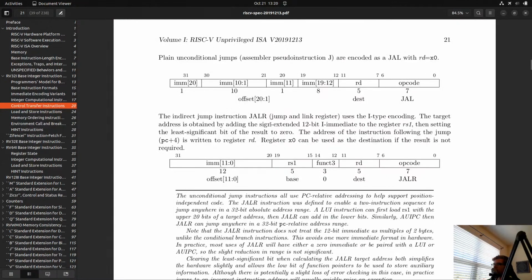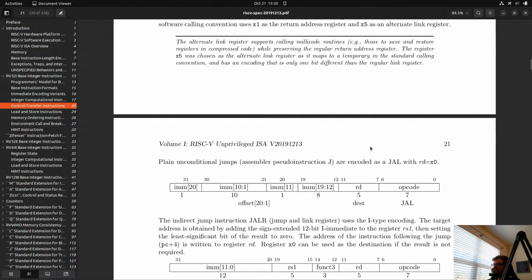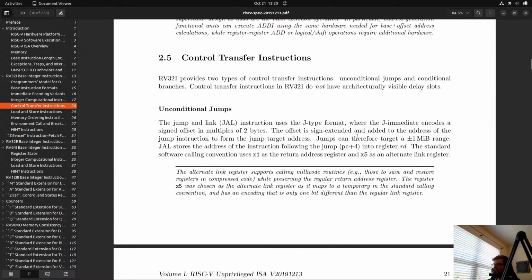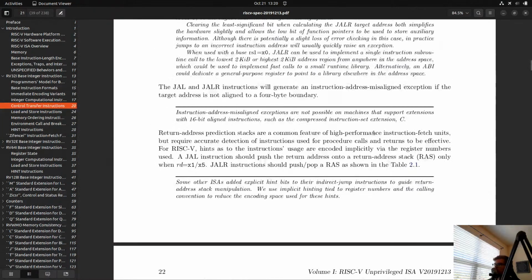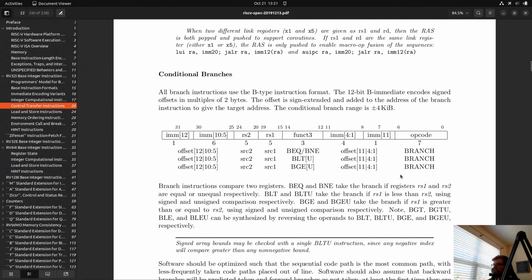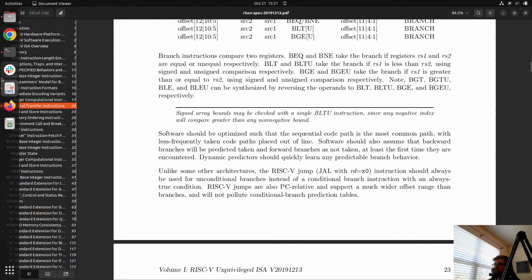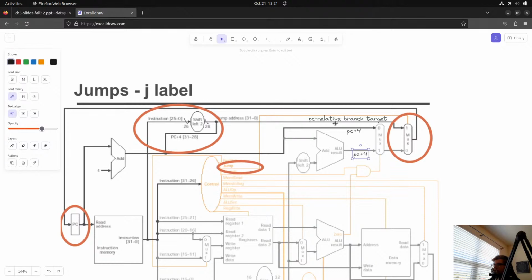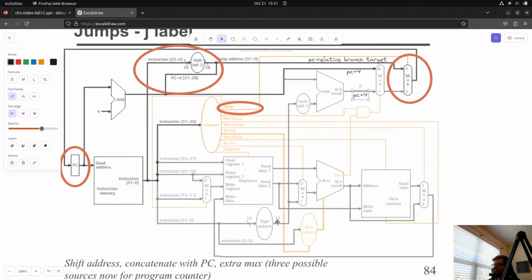Whereas, let's see. The offset is added to the address of the jump instruction to form the jump target address. Okay, so we're adding on the unconditional jump as well. Sign extend. Could also be that the MIPS instruction here is different. So in this case, this should be our PC relative branch target.